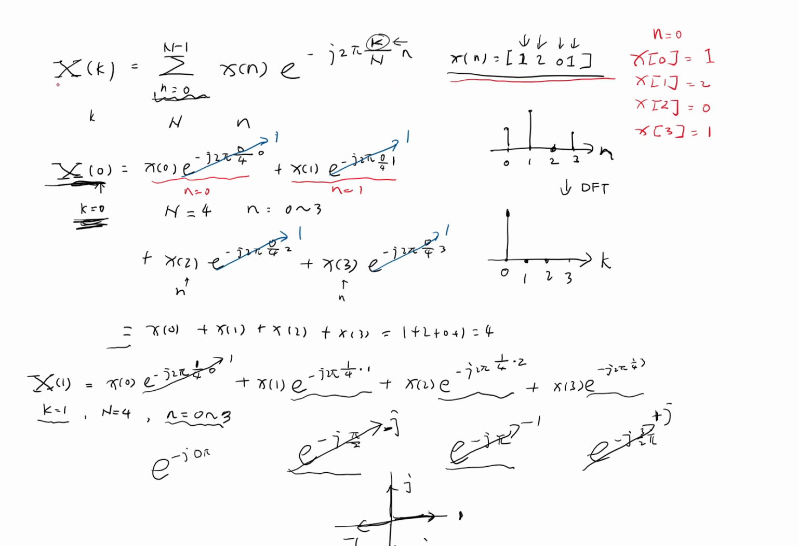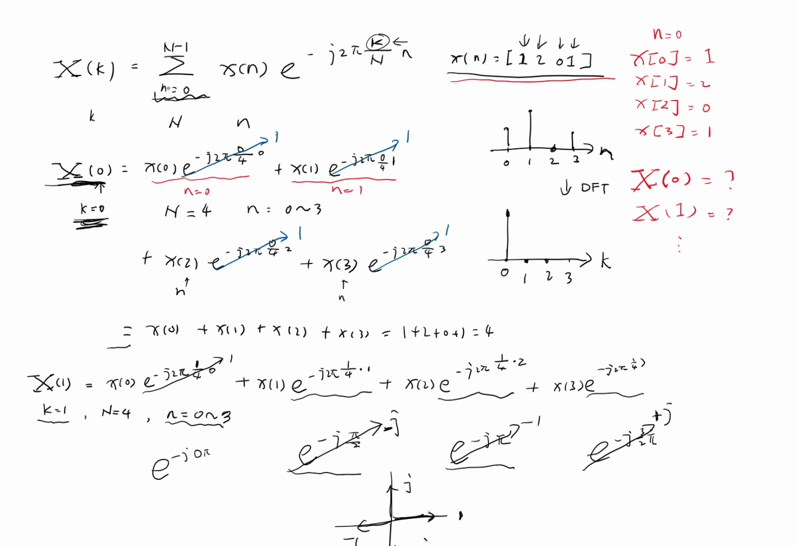The task is to calculate a capital xk. K is the index for the DFT. All right, so 4 points in the time domain gives you 4 points in the frequency domain. All right, so we're gonna do this all the way to capital X3, so 4 points. All right, we just plug in those equations.